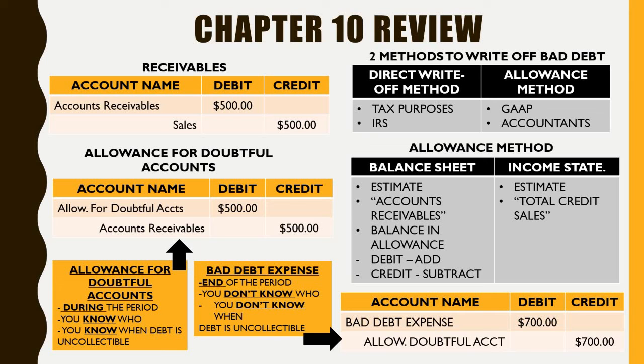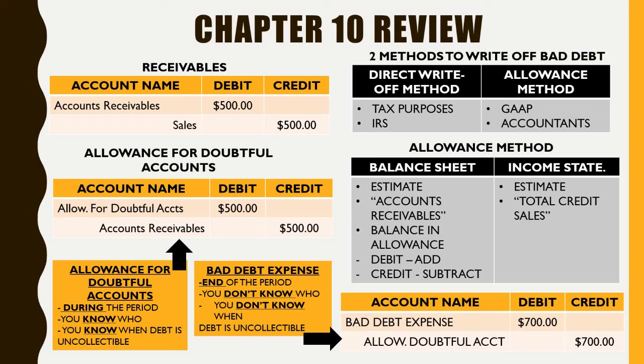And then, of course, with context, there are two ways that you can write off bad debt. We have the direct write-off, which is directly taking it off the accounts receivable, and that's only used for tax purposes. The one that we're supposed to learn, because you're not the tax accountant, is the allowance method, which is broken down into two more methods. We have the balance sheet method and we have the income statement method.